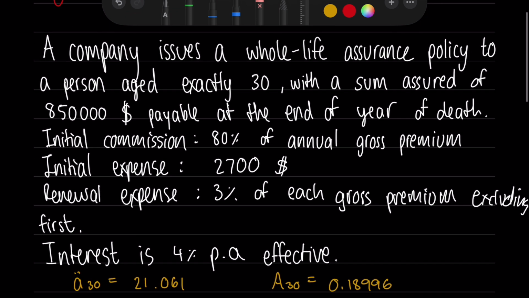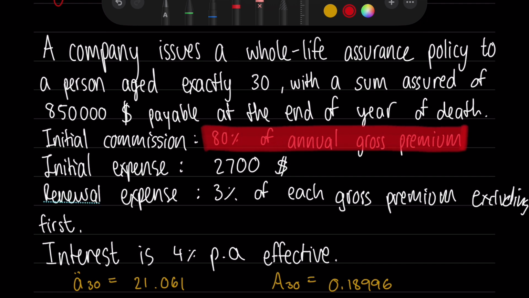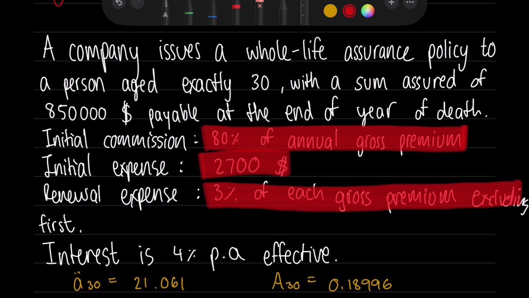Initial commission 80% of the annual gross premium. I'm going to highlight these expenses in red so when we come back we'll know: 80% of annual gross premium, and then there's an initial expense of 2,700 and renewal expenses 3%. Okay, just highlighted everything. And then we've got an interest rate of 4% per annum effective.